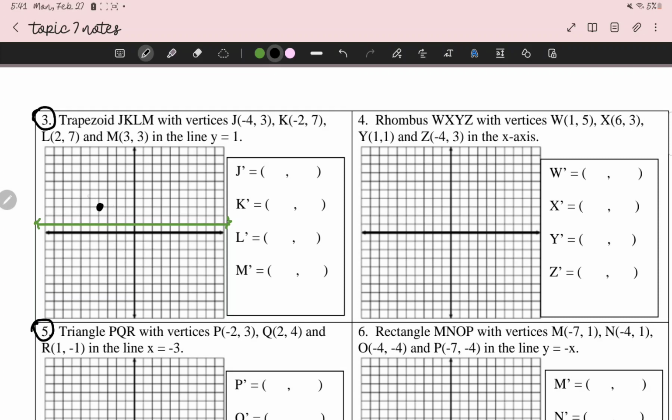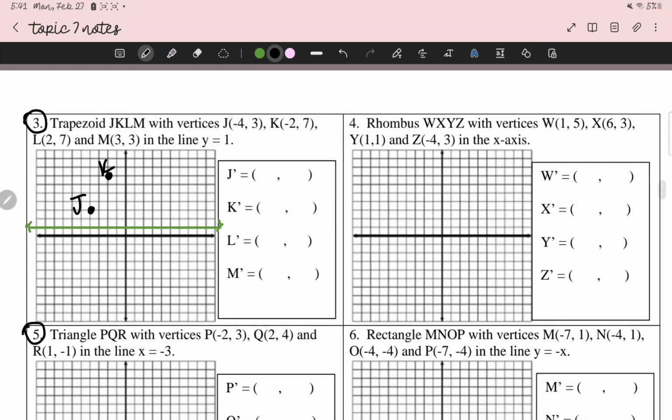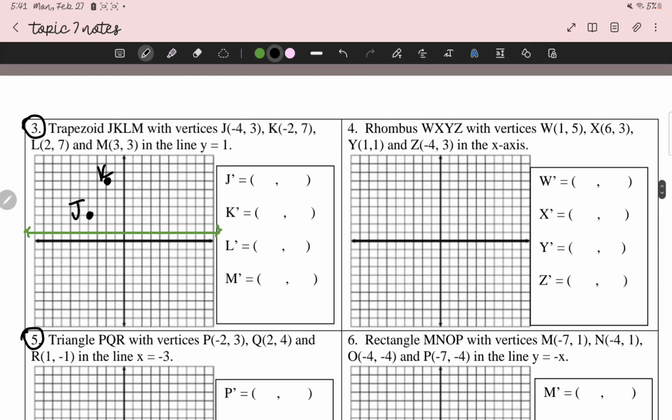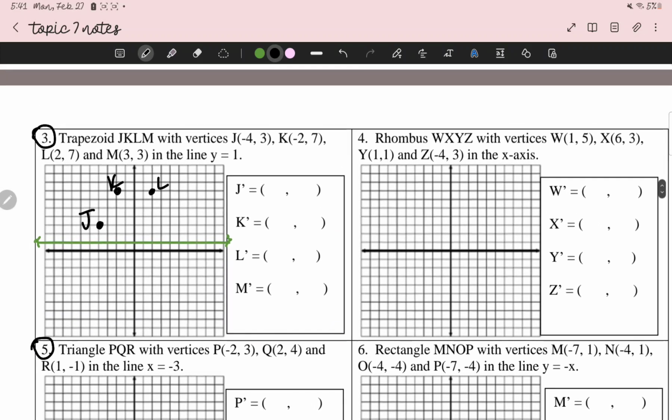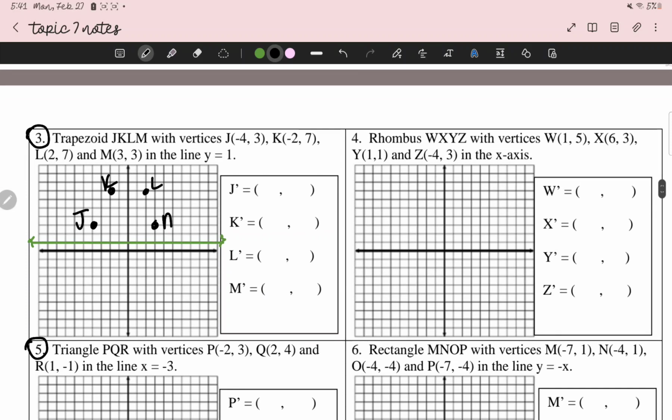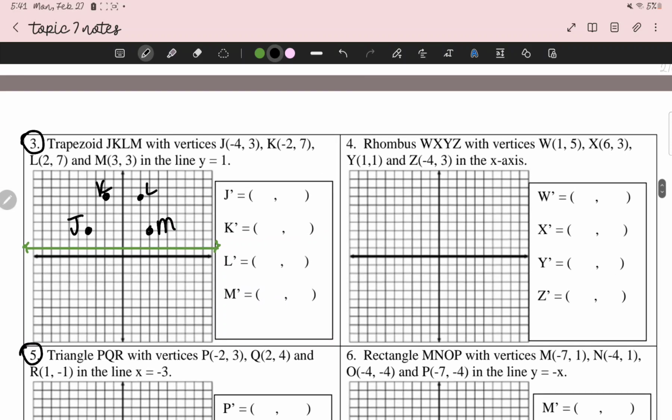-4, 3 is here. That's J. -2, 7 is K. L is 2, 7. And M is 3, 3. Okay, so this is my original shape. And I'm going to be reflecting it across the line y equals 1. So I'm going to go down.